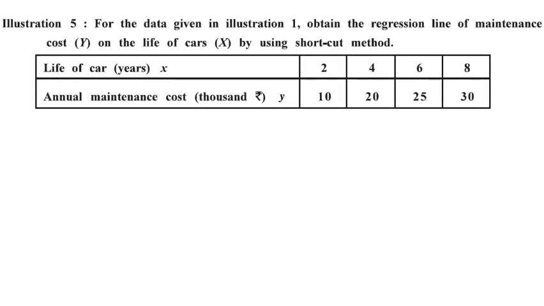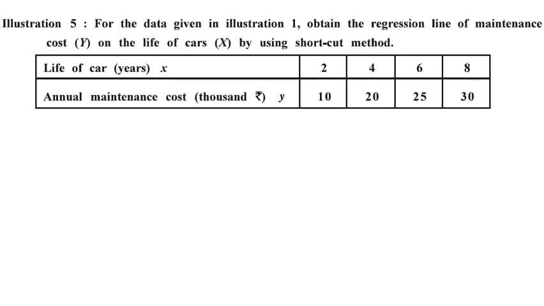Let us take another illustration, illustration 5. Here we have life of cars and annual maintenance cost. Now we know that these are a bit small values, but if you check the x, each and every value is divisible by 2. 2, 4, 6, 8, everything can be divided by 2. And if you check the y, 10, 20, 25, 30, can you find something with which we can divide each and every value? Yes, 5. We can divide 10, 20, 25 and 30 by 5.